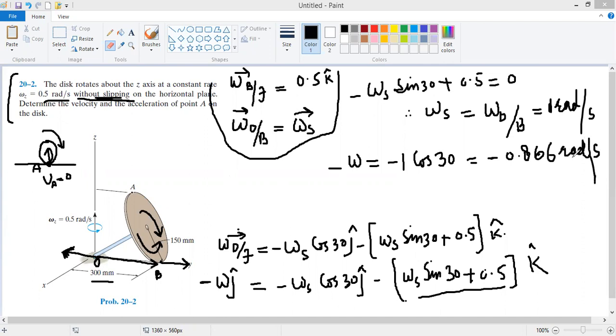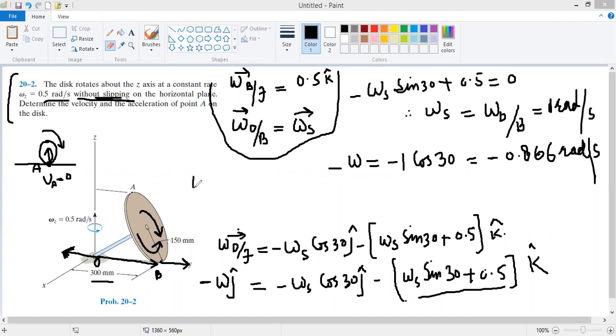So we could find the two values. We have found the value of omega s, that's angular velocity of the disk with respect to the bar. Its magnitude is 1 radian per second. And omega, that is angular velocity of the disk with respect to the ground. Okay, angular velocity of the disk with respect to the ground is how much?